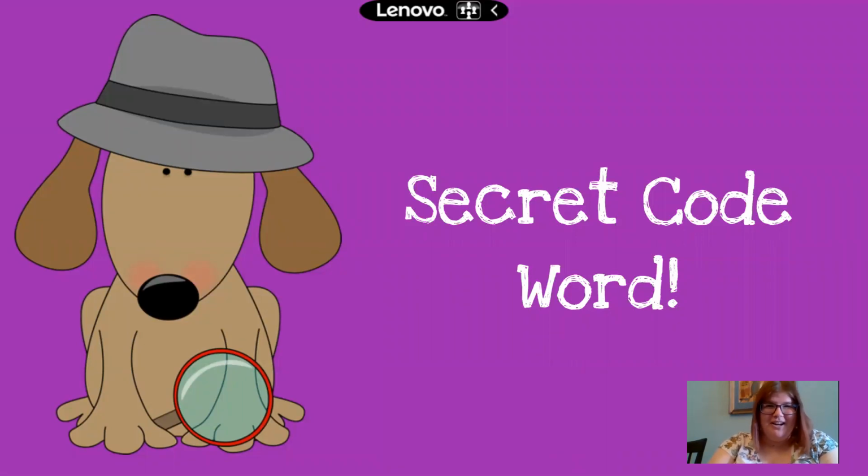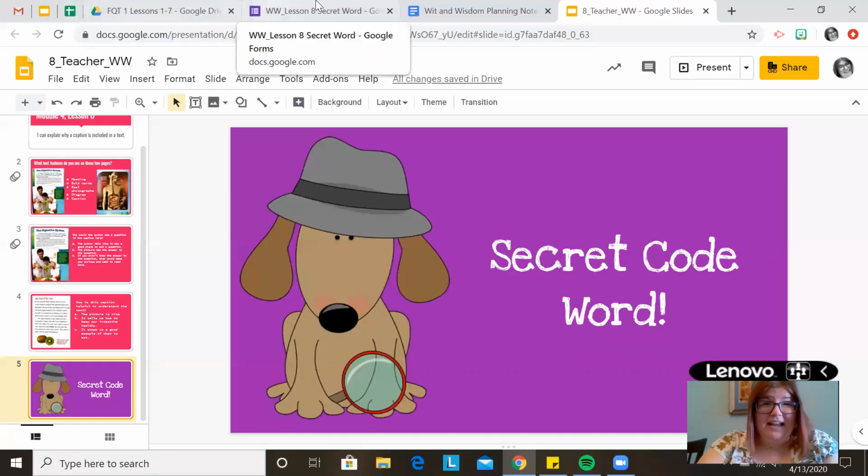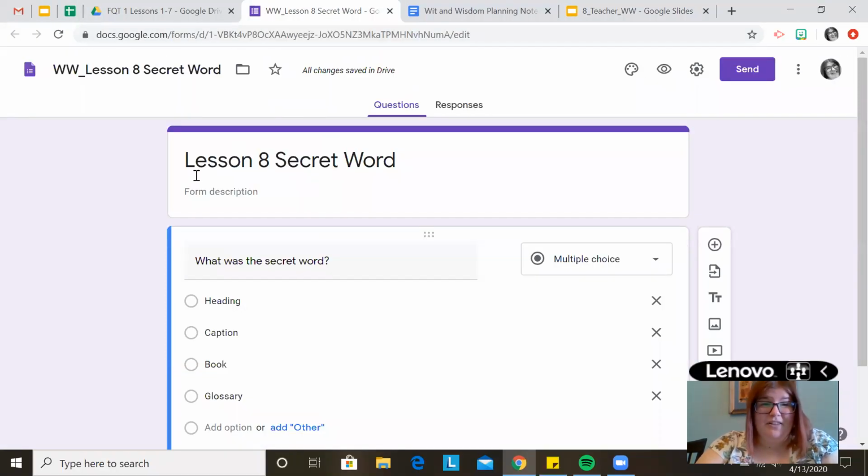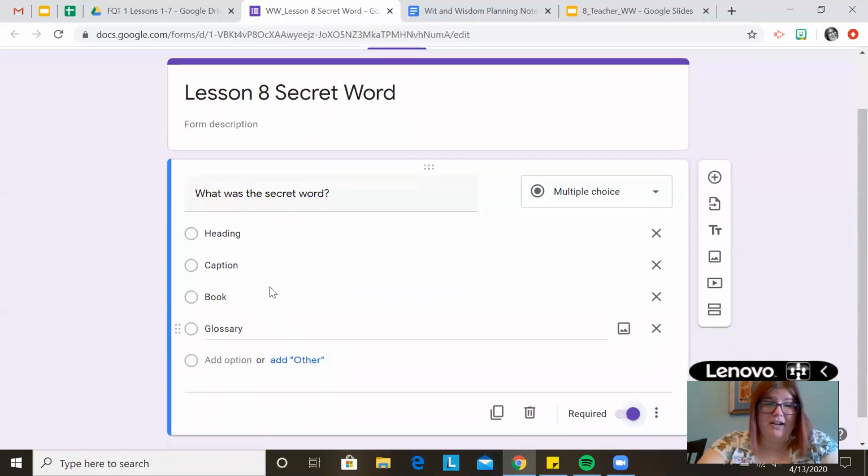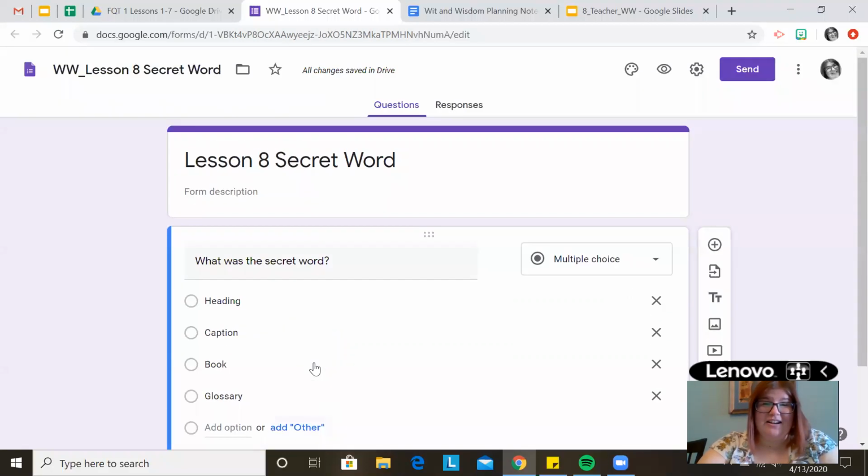Okay, secret code word time. Our secret code word is caption. Go ahead and say that. So what you're going to do is there's going to be a link for your Google form, and it will look like this, Lesson 8 secret word. What was the secret word? Do you remember? You're going to click whichever one you think it is, and you're going to click send.